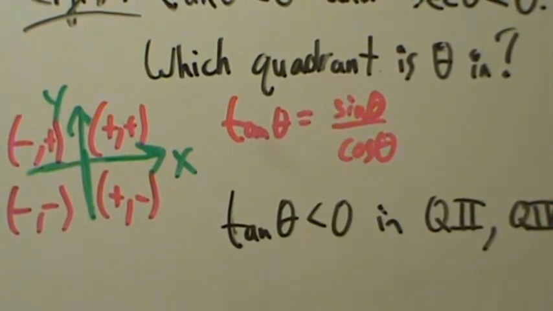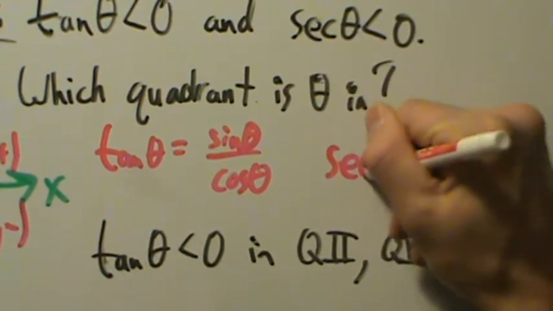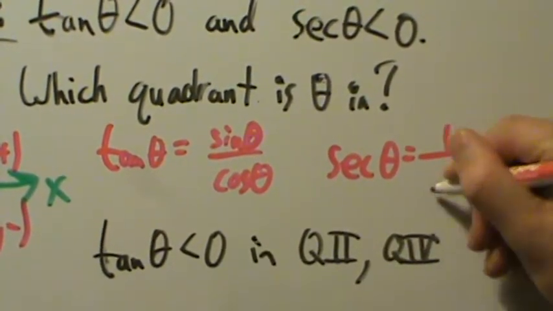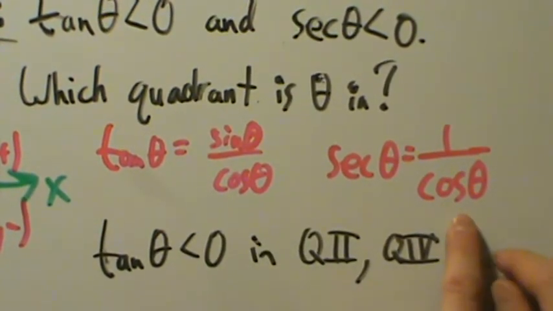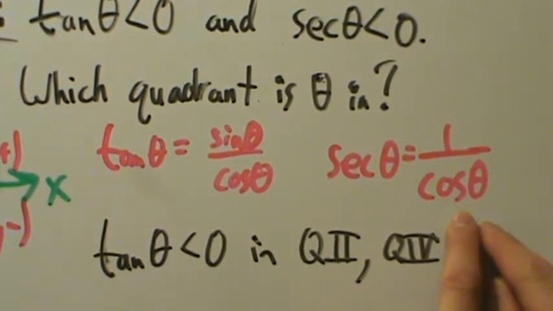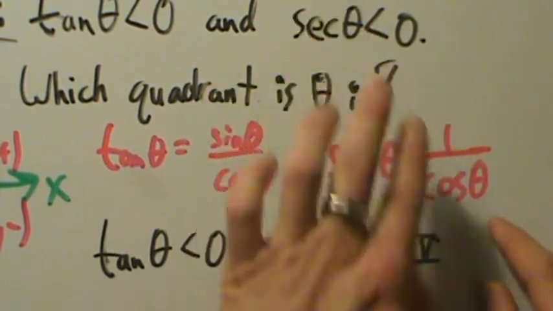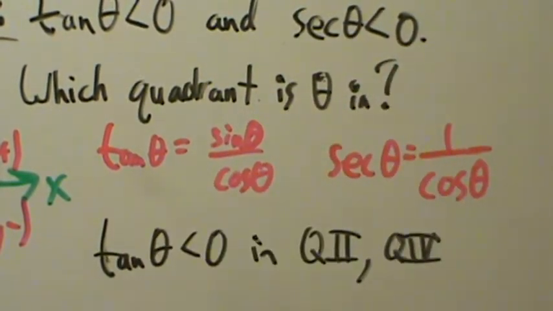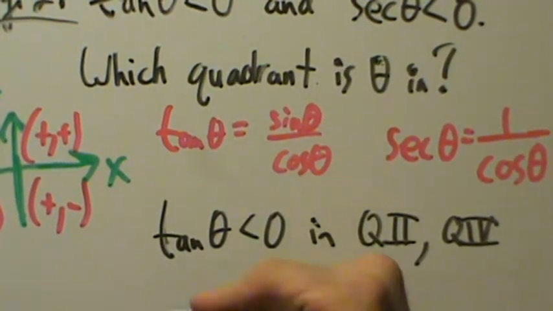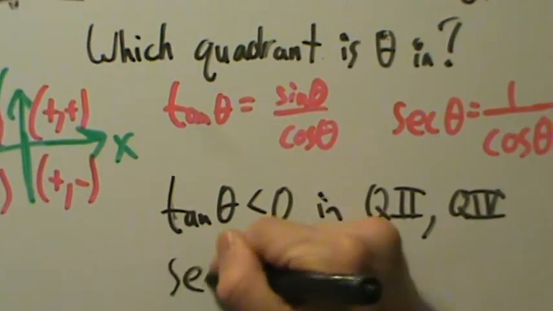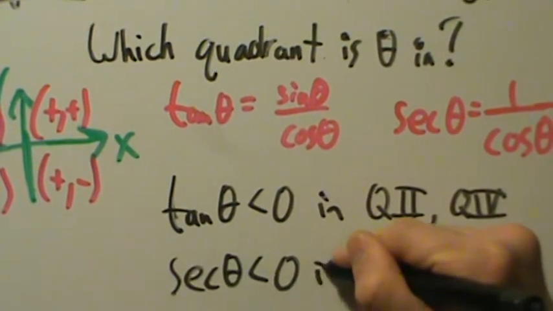What about the secant of theta? Well, the secant's a little bit easier to deal with. So remember, the secant of theta is just 1 over the cosine of theta. Remember, cosine is the x-coordinate, so wherever the x-coordinate is negative, that's where the secant will be negative. Where is the x-coordinate negative? Okay, so let's write that down first. So secant of theta is less than 0 in which quadrants?